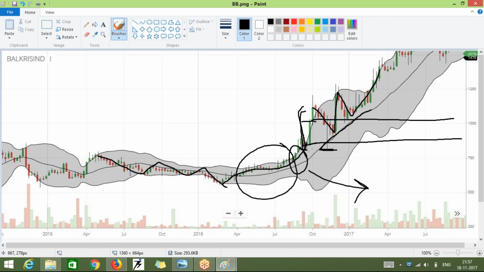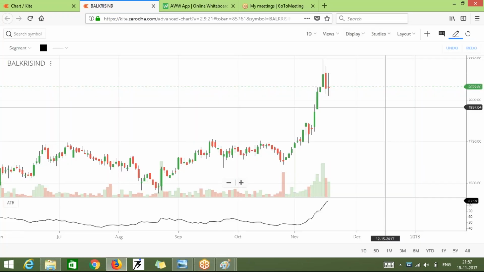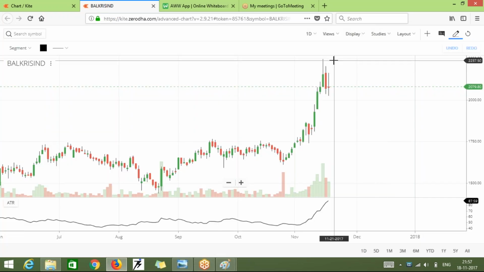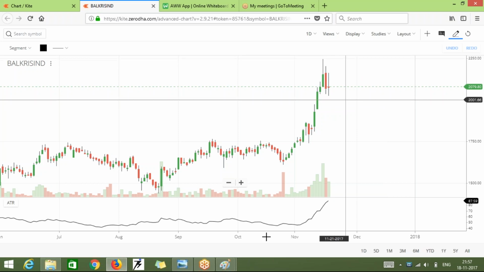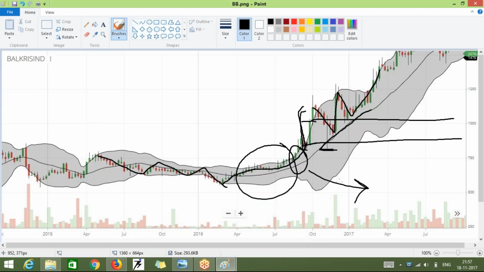You can exactly see towards what level this stock moved today. I think Balkrishna Industries was trading at a range of 2079, and it moved to 2239. So if someone took a trade from 1000, it's almost a gain of 1000 points. This is what breakout is all about.